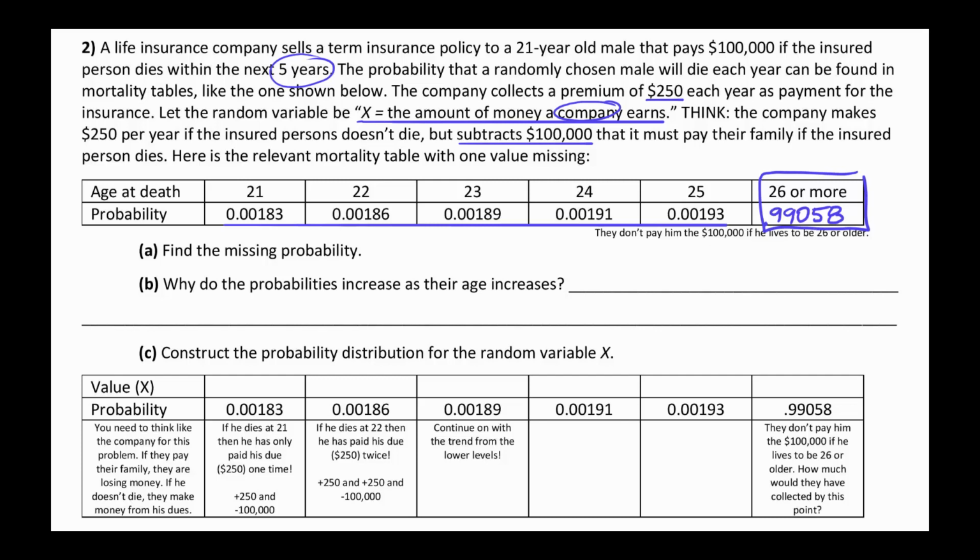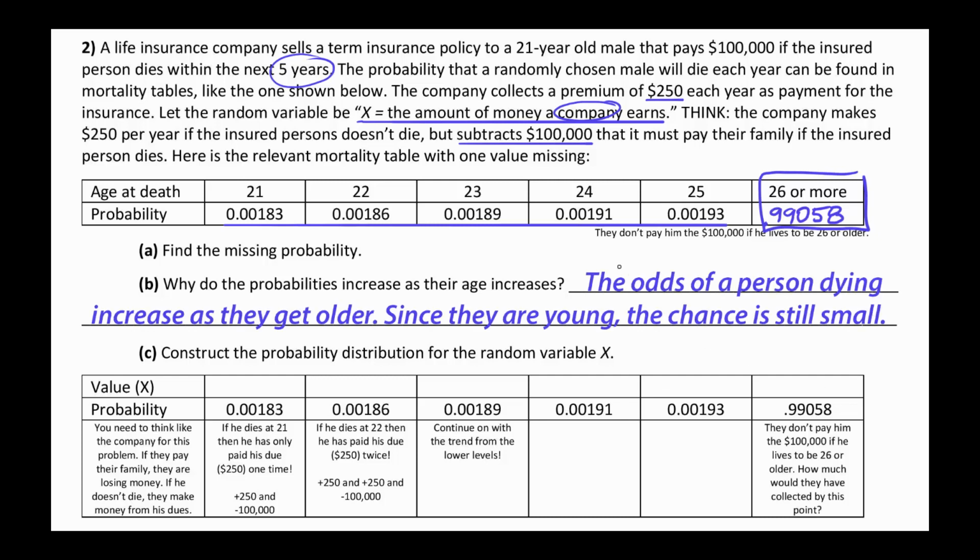And that's why people get insurance, so that their family can be paid a little bit of money and have some security if they pass away. So why do those probabilities increase as their age increases? Well, the simple answer is the odds of a person dying increase as they get older. Since they're young, the chance is still pretty small. These odds would change, obviously, if you were talking about somebody in their 40s or 50s. They'd probably be higher. So let's construct a probability distribution for X.